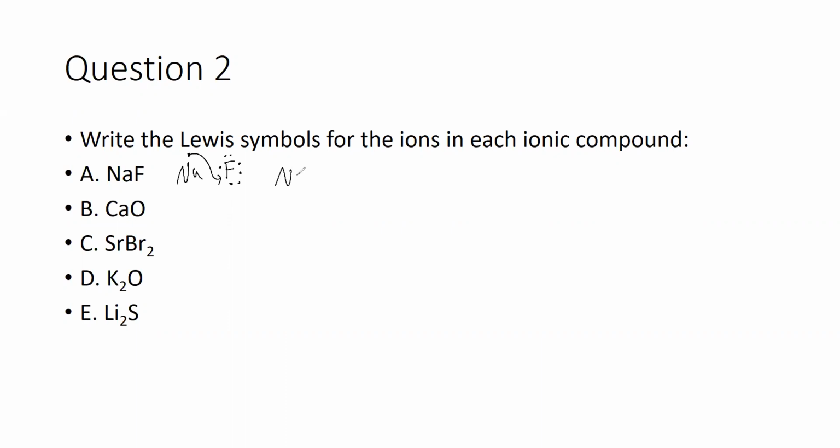When a metal and a non-metal interact, the metal gives the electron to the non-metal. And so for sodium fluoride, I guess that's brackets, our Lewis symbol would be sodium positively charged with nothing around it, and fluorine negatively charged with 8 electrons around it. That's your goal for B, C, D, and E: the Lewis symbols for these ions in the ionic compound. So take a stab at that and let me know if you have questions.